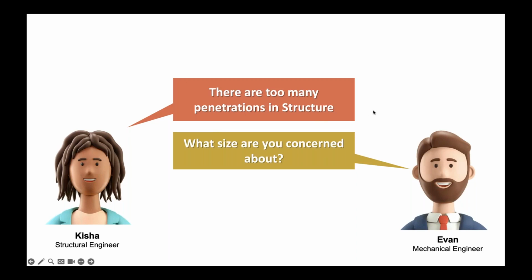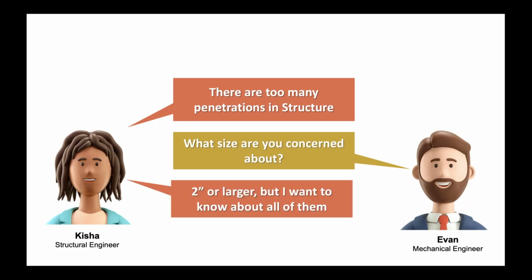Now, Evan's like, well, we got a lot of things that run through things. So he's kind of hinting here, is there a minimum size? Like, can we ignore things of a certain size? Okay. In our example, we're not going to ignore any size, but we're asking the question here. And Keisha's saying, I'm mostly worried about 2 inches or larger, but I would like to know about all of them.